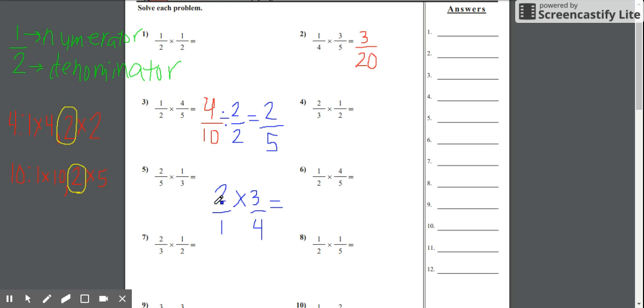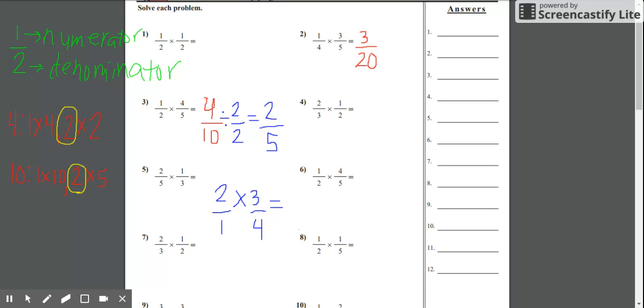Because a fraction, remember, means divide by. So if I was to divide 2 divided by 1, my answer would be 2. So 2 over 1 is the same thing as 2. So again, if you come to a problem that has just a whole number times a fraction, all you have to do is put a 1 under it and then proceed. 2 times 3 is 6, and then 1 times 4 is 4. So here is our lesson on multiplying fractions.